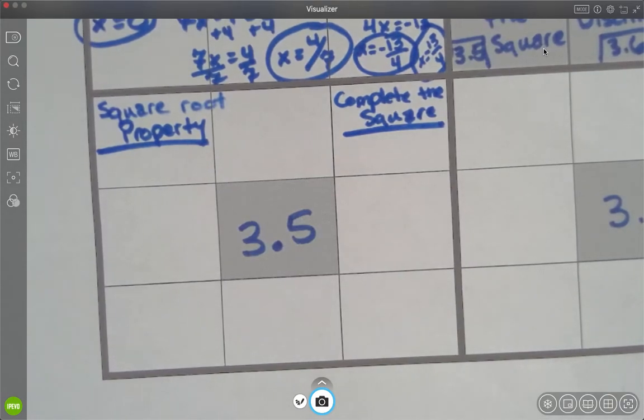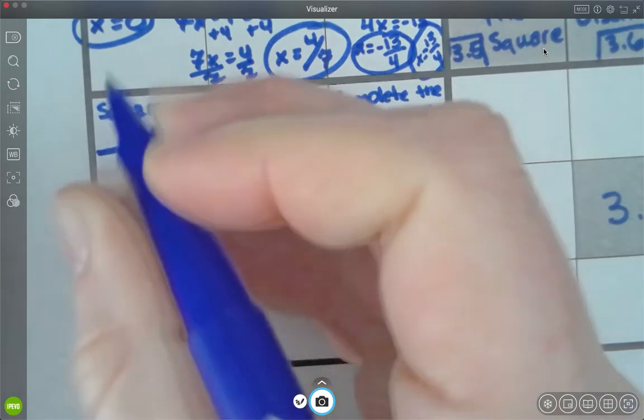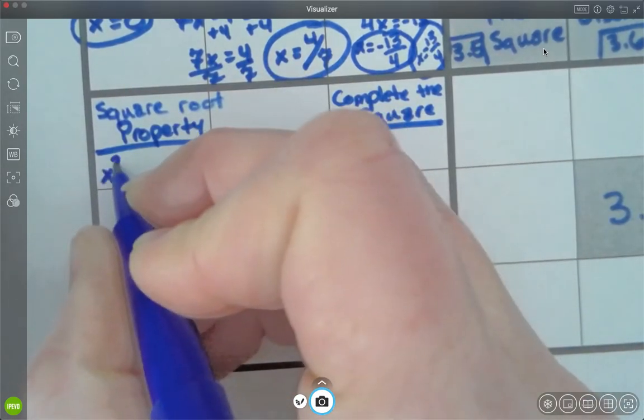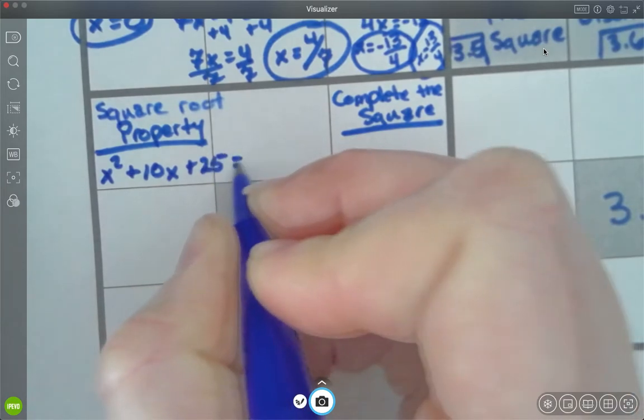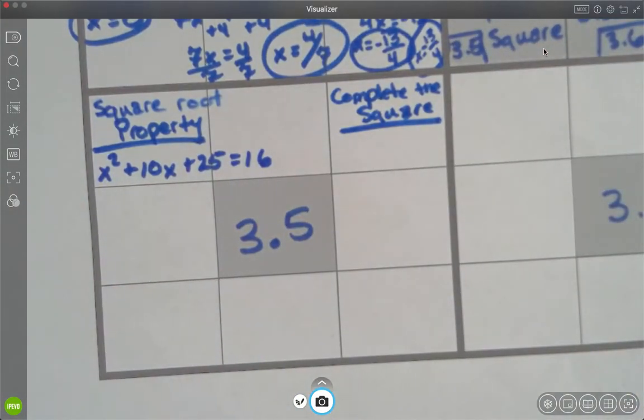Do you have a preference? Which one do you do? 26, 27, 28, doesn't matter. 28, sure. Okay, so number 28: x squared plus 10x plus 25 equals 16. All you need to do is just recopy it down on number 28 when you are done.